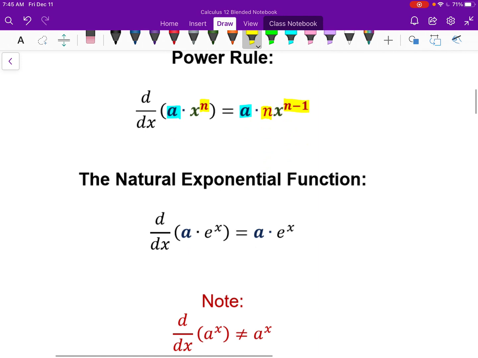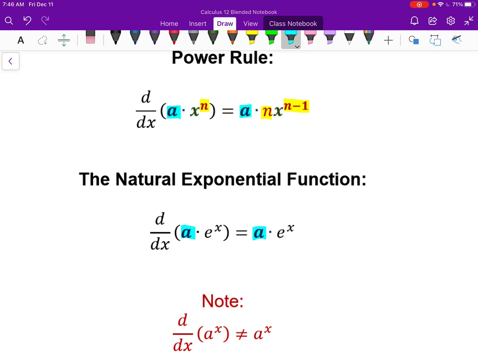The derivative of the natural exponential function, which is a base of e, is really pleasant. And this is why a base of e, and therefore the logarithm of base e, the natural logarithm, are so important in calculus. Because as you can see here, the derivative of a times e to the power of x, a being some constant, is a times e to the power of x. It's exactly the same.